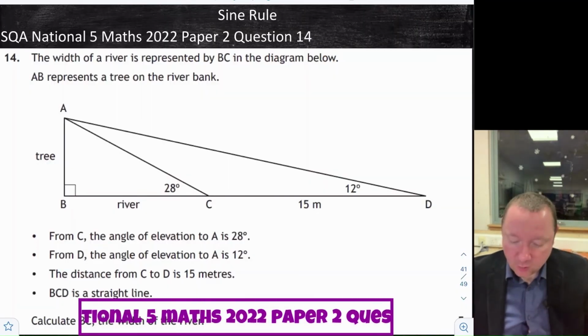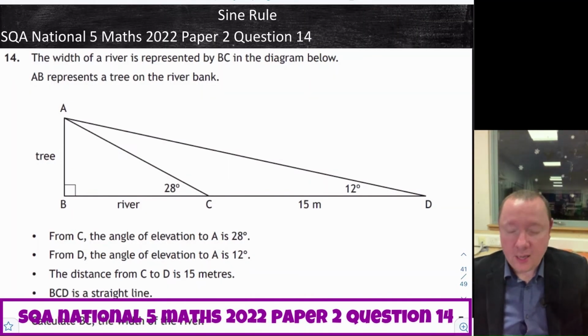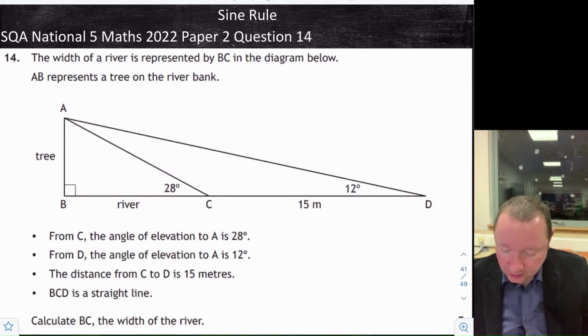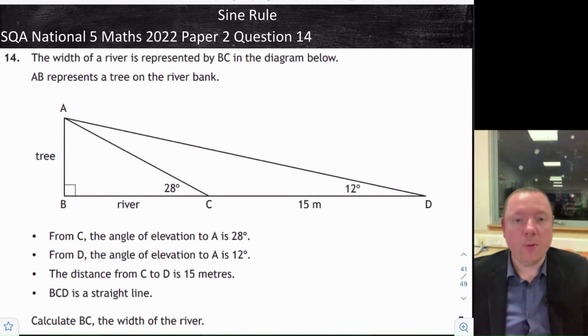Okay, National 5 Maths 2022, Paper 2, question 14 had this question. Again, you can see it is made up of 2 triangles, so it's probably going to be double sine. That's how I remember this. If it's 2 triangles, most of the time it's double sine rule. And it's given us lots of information.